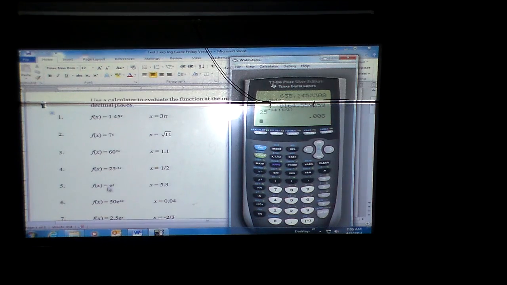And then to do this e to the 6th, I'm just going to come over here and go second ln, which is my e to the x, you see an e to the x, and the x that pops up, I'm just going to go 5.3, enter, and the answer is 200.33.